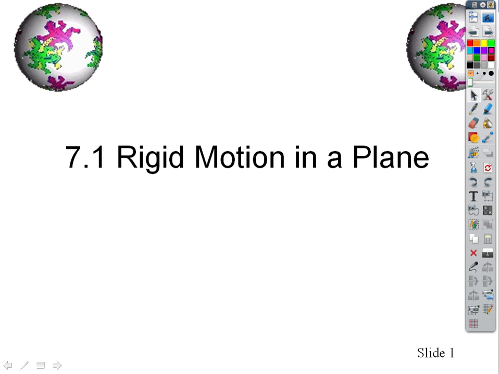All right, we're going to start off talking about rigid motion in a plane. It's really important that we understand one thing that's nice about the terminology and vocabulary that goes with geometry: it's very descriptive. If you remember the words, they literally tell you what you're doing. What does rigid mean? That's a word we use sometimes in normal everyday life. What's rigid mean?